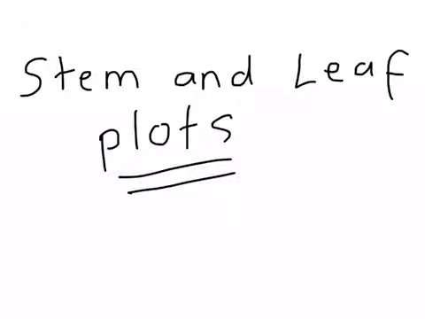Alright, so in this video we're going to be looking at stem and leaf plots. Now, a stem and leaf plot is a very useful way of presenting numerical data. You can look at patterns that are happening, and in this video we're going to look at also how to find the mean, mode, median and range from a stem and leaf plot. So let's have a look.